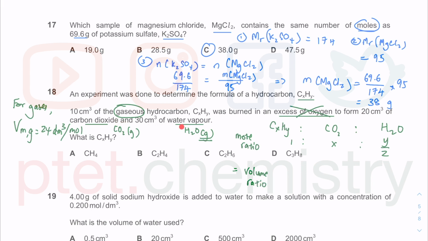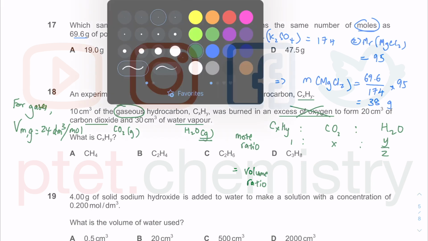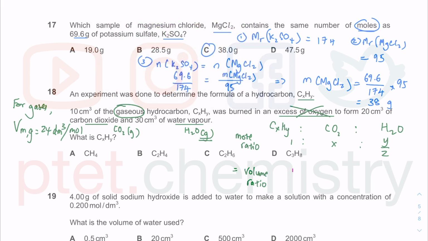That's why it's very important to focus on the gases there. What do we have? We have 10, we have 20, and we have 30. Of course, we want the simplest ratio. So the simplest ratio means you divide by the smallest number. Divide by 10 will give me 1, 20 divided by 10 will give me 2, 30 divided by 10 will give me 3.